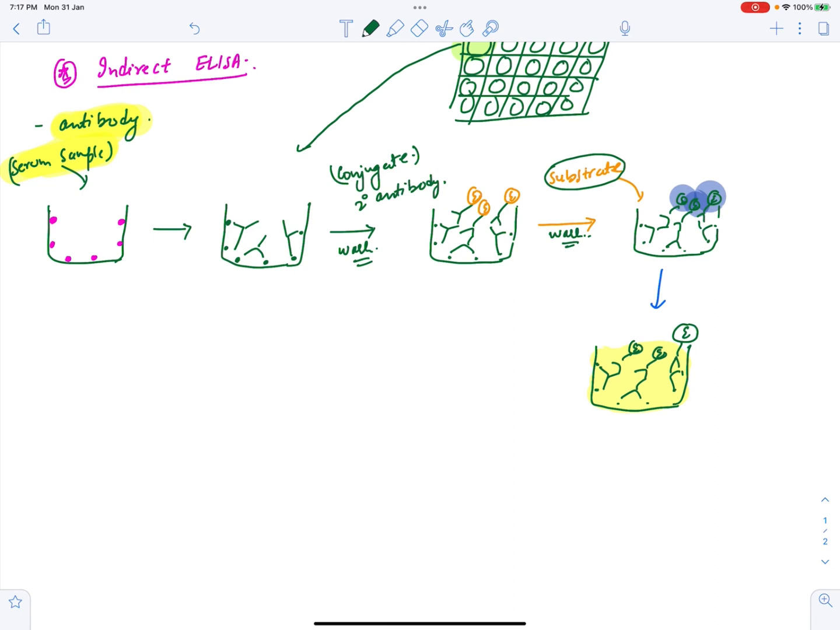So finally you get a color which is directly proportional to the concentration. It means in indirect ELISA, the concentration would be directly proportional to the color. Okay, so the more the concentration of the antibody in the sample, the more would be the color.